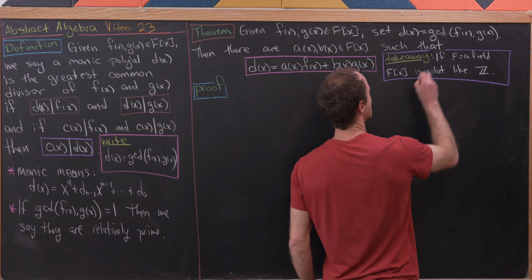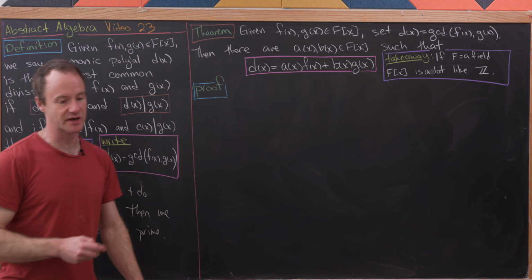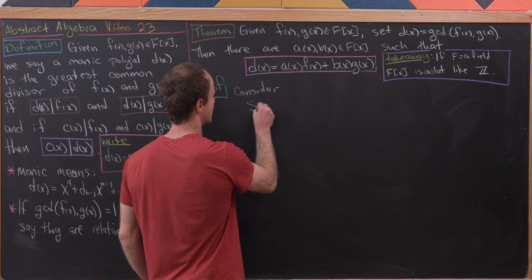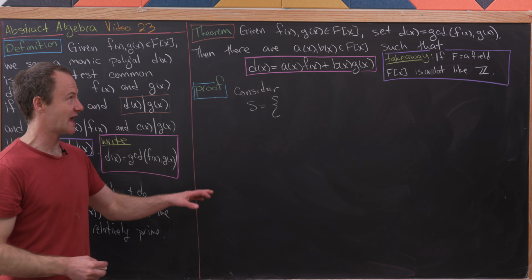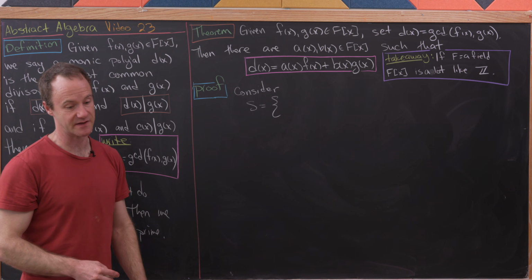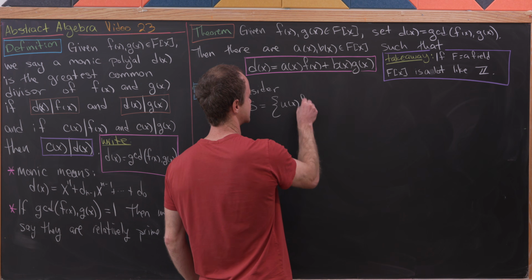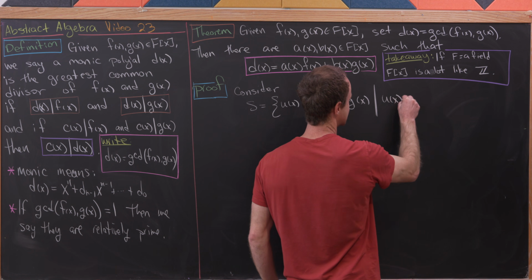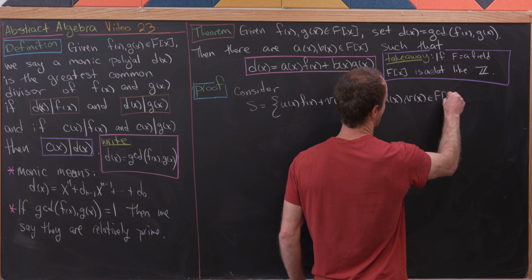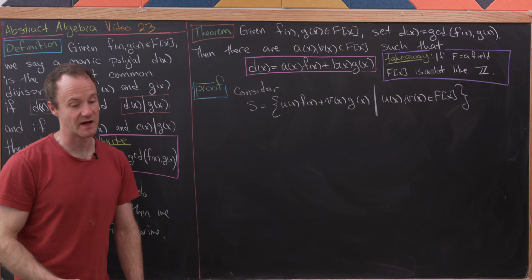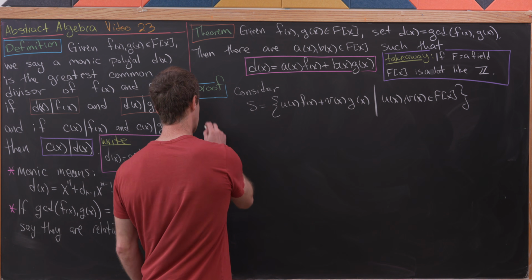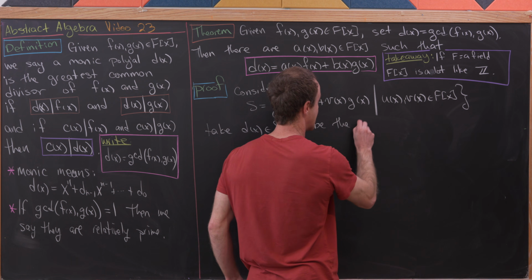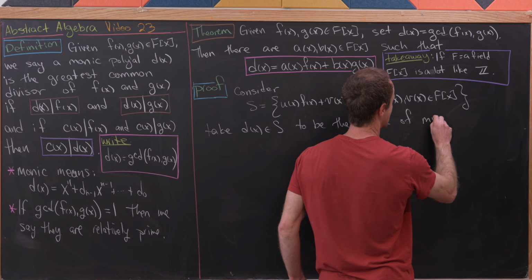Okay, so now that we've got all of this set up, let's look at our proof. This proof is very similar to the corresponding proof in the integers. So we're going to consider the following set, the set of all combinations of f and g like this. So I'll call this u of x times f of x plus v of x times g of x, as u of x and v of x range over all of F adjoin x. Okay, so now let's take d of x inside of S to be the monic polynomial of minimal degree.